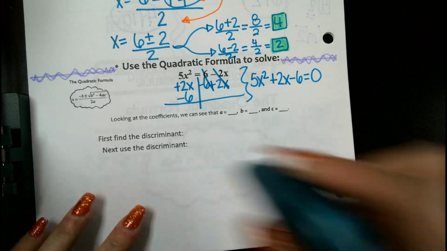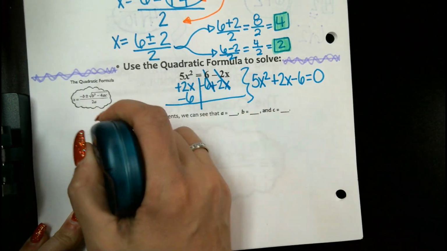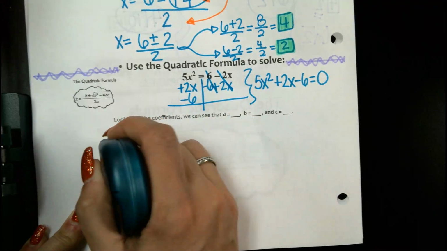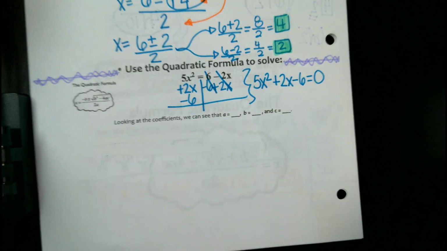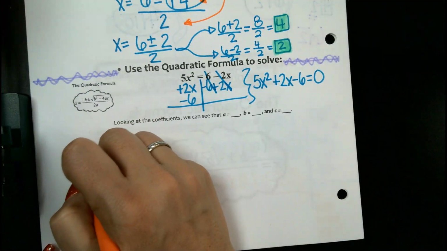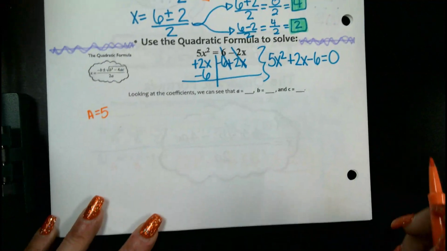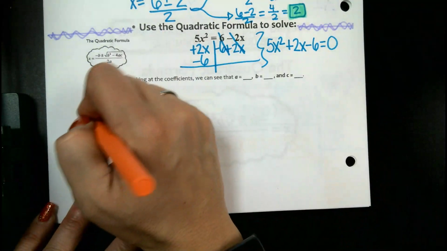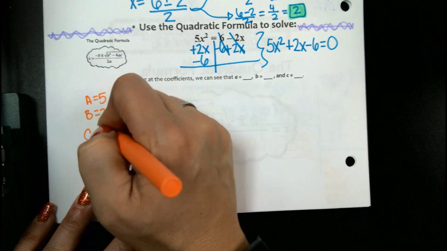Let's identify A, B, C. Y'all need to get some whiteout tape. It is the best. My favorite. So yeah, A is 5. B is 2, and C is negative 6.